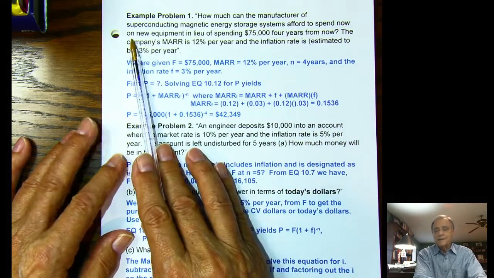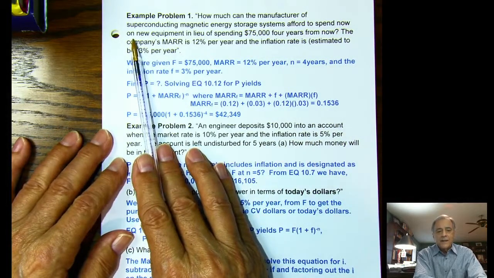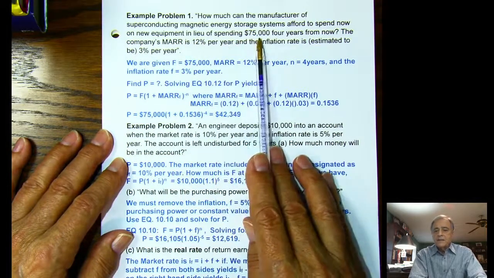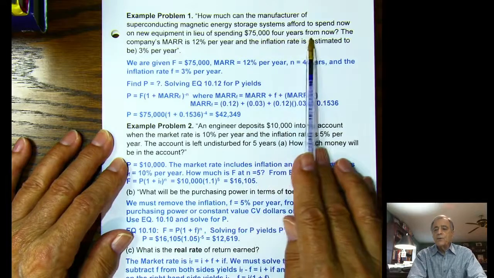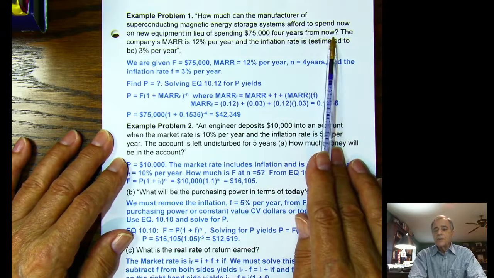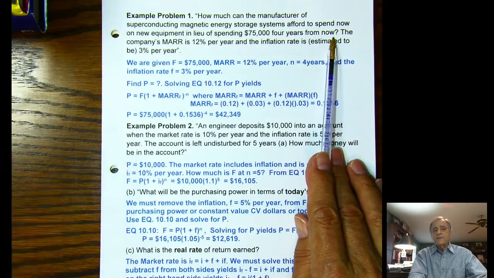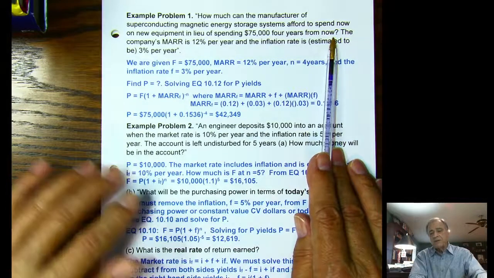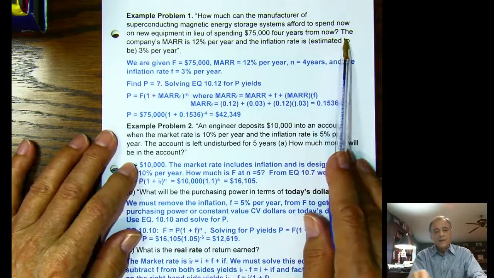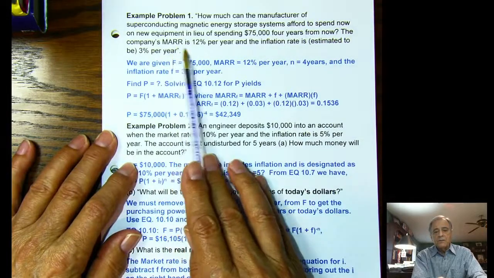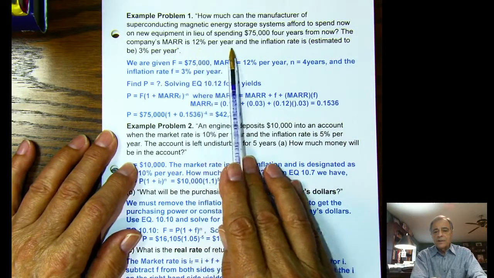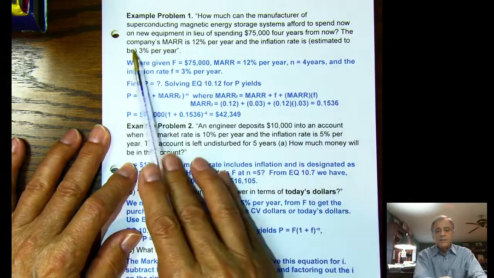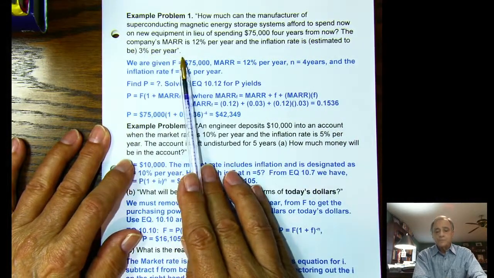Okay, so that's a P. On new equipment in lieu of spending $75,000 4 years from now. So if they spend some money now, that's in lieu. That'll save them $75,000 4 years from now. The company's MAR is 12% per year, and the inflation rate is estimated to be 3% per year.